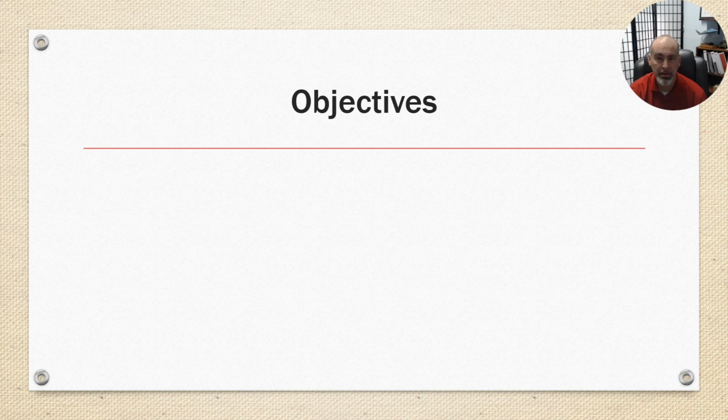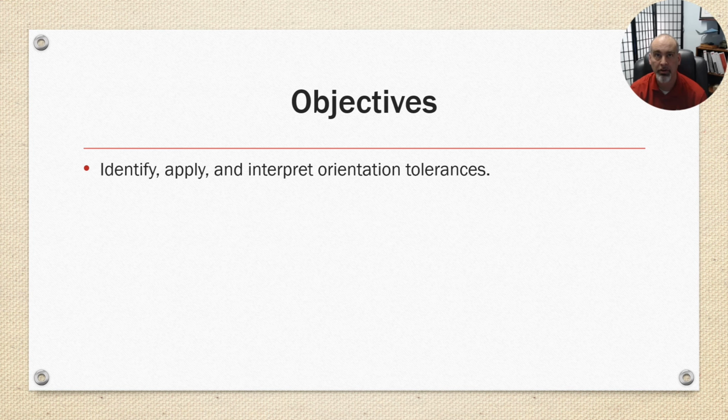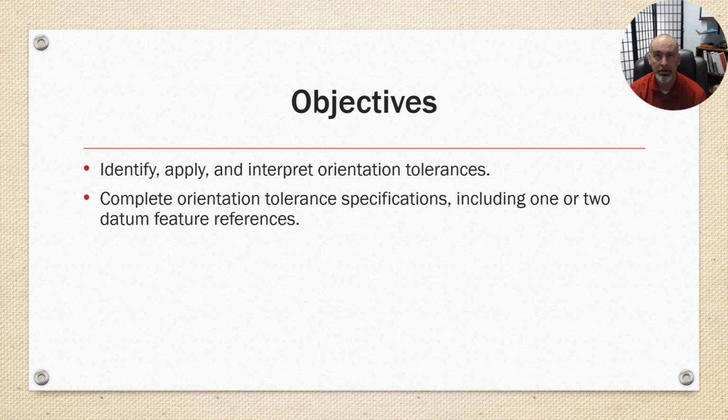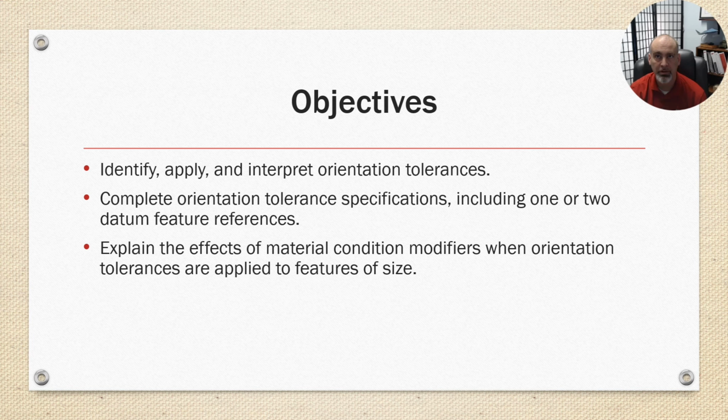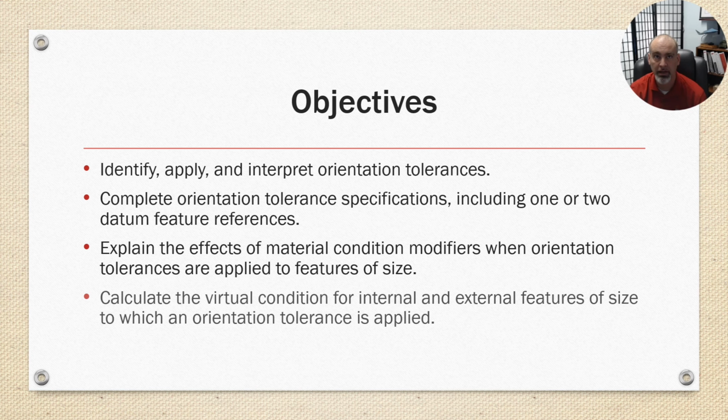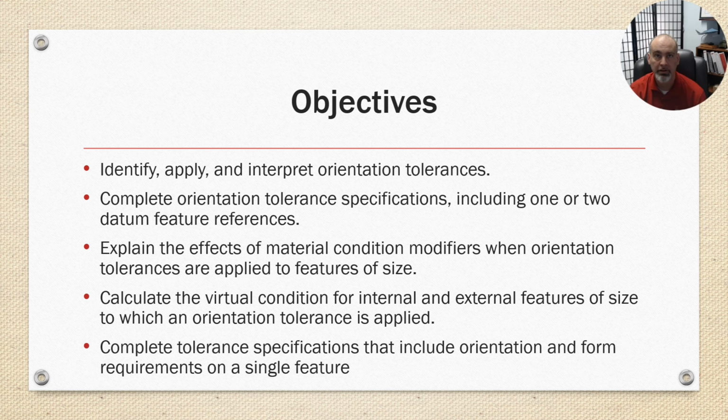Objectives. By the end of this lesson, you will be able to identify, apply, and interpret orientation tolerances, complete orientation tolerance specifications, including one or two datum feature references, explain the effects of material condition modifiers when orientation tolerances are applied to features of size, and calculate the virtual condition for internal and external features of size to which an orientation tolerance is applied. And finally, complete tolerance specifications that include orientation and form requirements on a single feature.